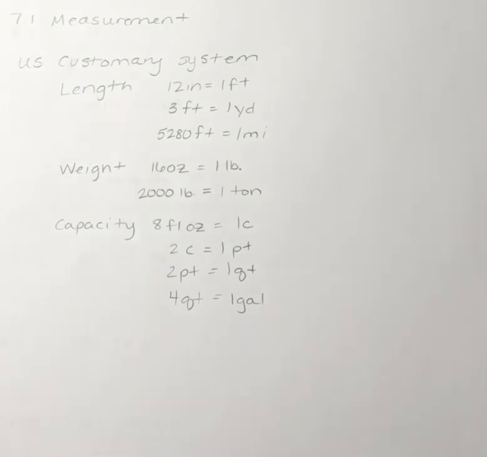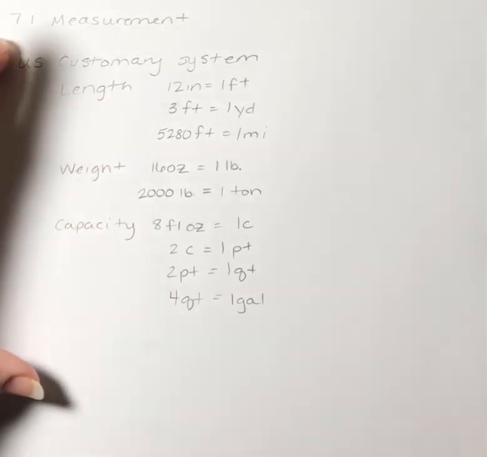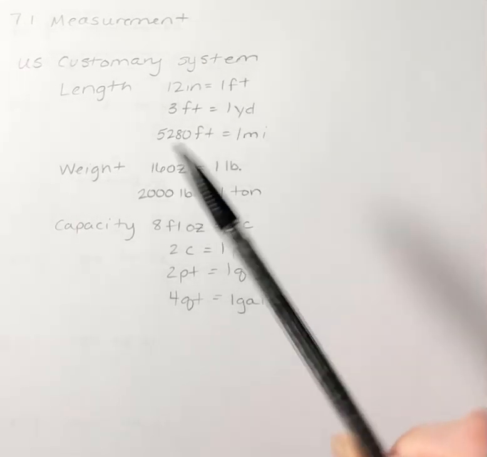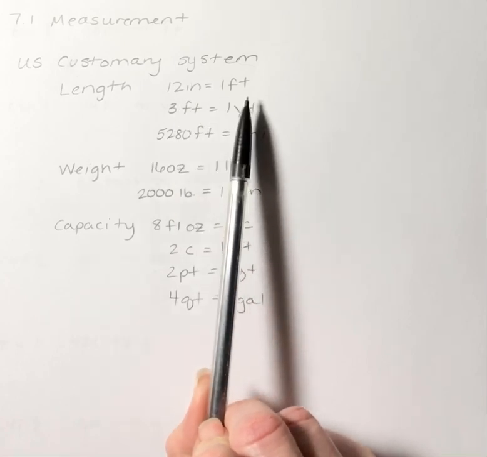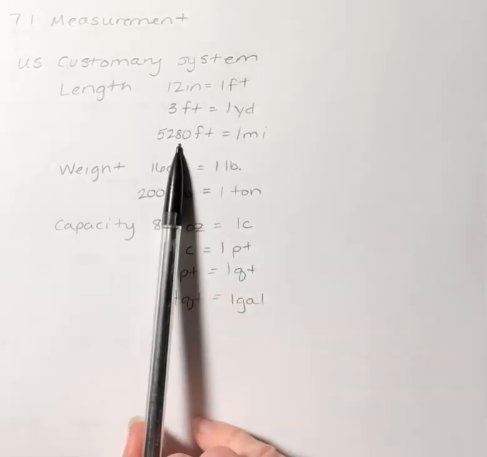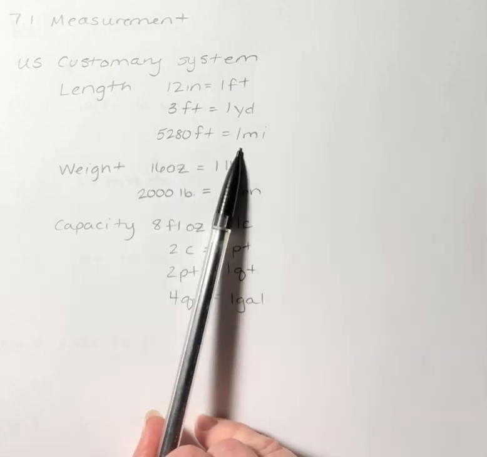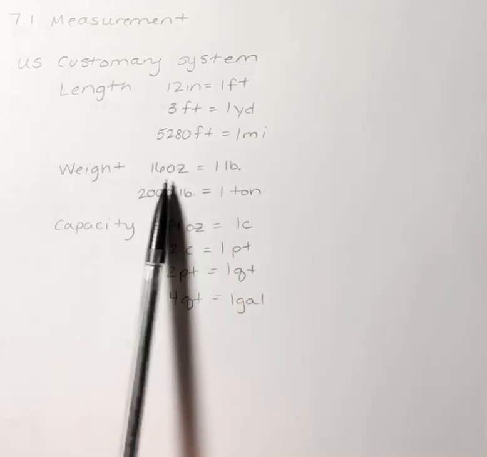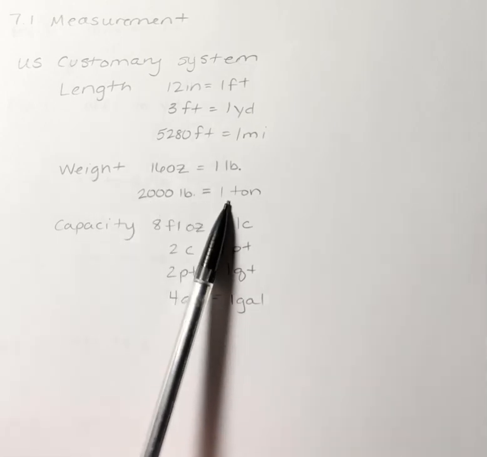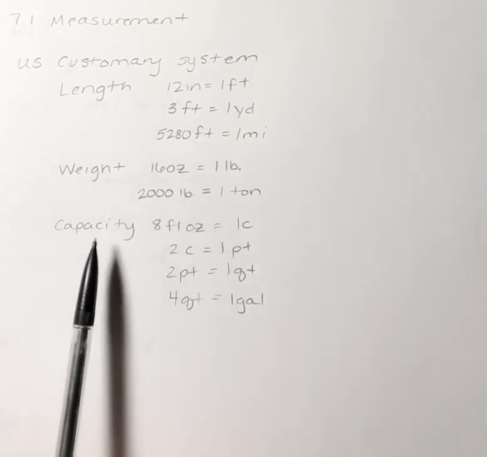Right, section 7.1 starts on page 356 and it's about measurement. So the first thing that you need to know for the US measurement system, a customary measurement system. Length: 12 inches is equivalent to 1 foot. 3 feet is equivalent to 1 yard. 5,280 feet is equivalent to 1 mile. For weight, 16 ounces is equivalent to 1 pound. 2,000 pounds is equivalent to 1 ton.